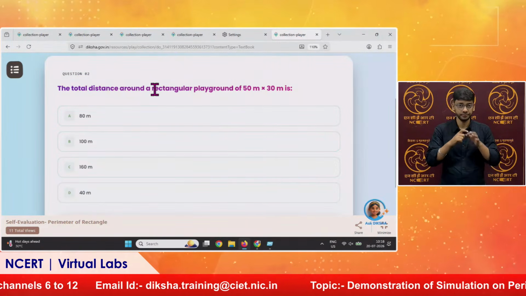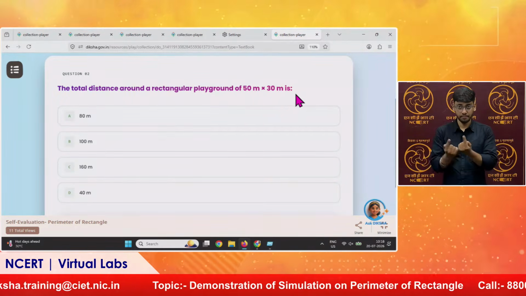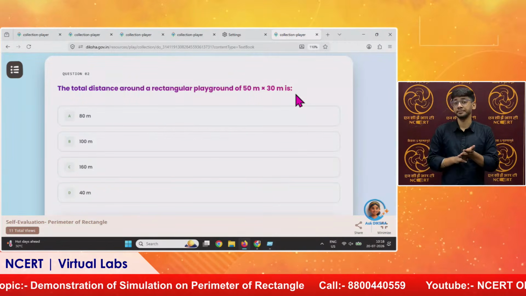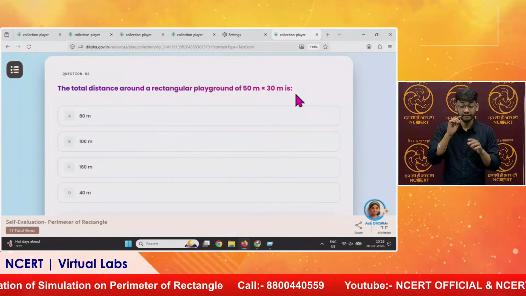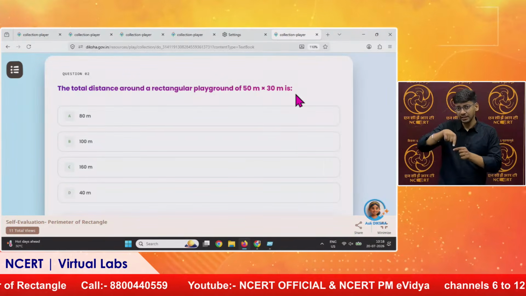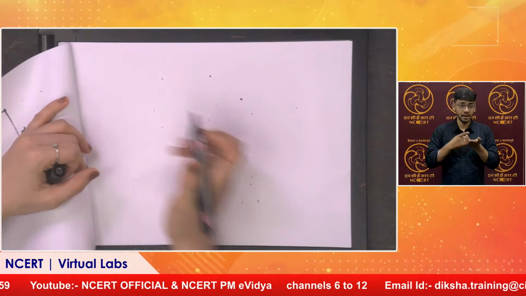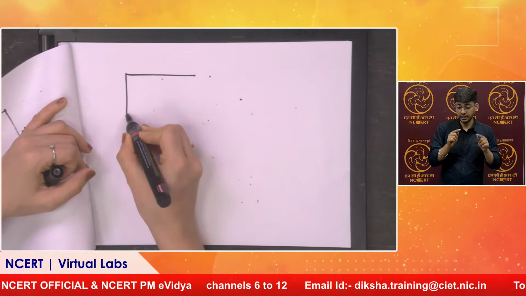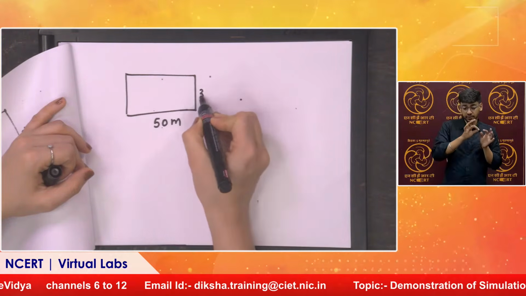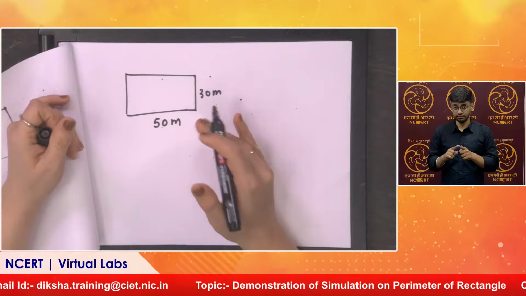The total distance around a rectangular playground of 50 into 30 meter is. Now here it talks about a rectangular playground and the distance around. It is given the total distance around a rectangular playground, that means it talks about perimeter. So here we have one rectangular park. This is 50 meter and this is 30 meter. Now we have to find the perimeter.